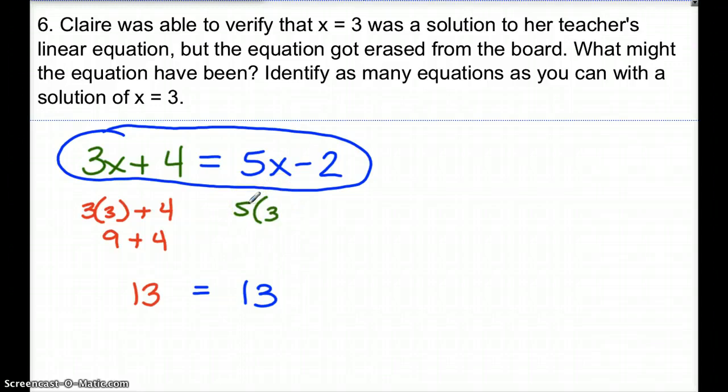So right here, this equation, if I were to plug 3 in to each of these, each side would equal 13. So I challenge you to take a minute and come up with 2 more equations that would be equal if you were to plug 3 into where x is. So go ahead and pause the video, do that, and then once you have those 2 written down, you can pick up with number 7.